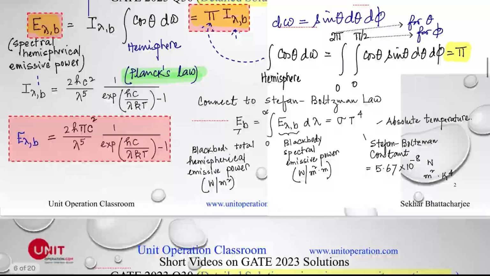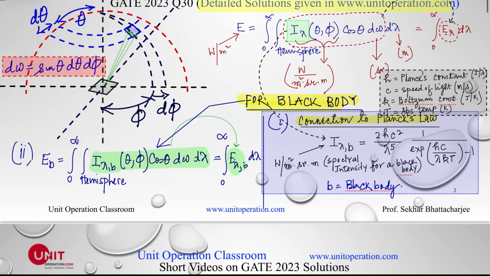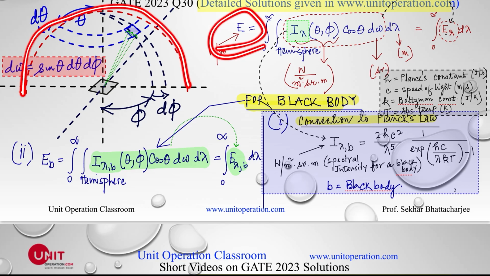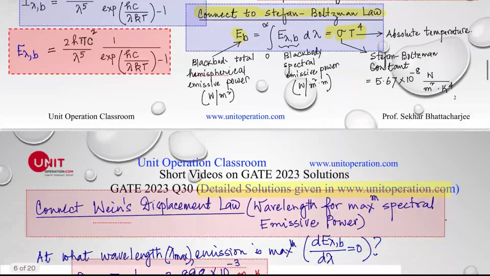Let's go here so that you have a better understanding. So this E was obtained by integrating over the entire hemisphere and over all wavelengths, right? So that's how we got the entire hemisphere and all wavelengths, 0 to infinity, right? So let's go quickly to the question here.